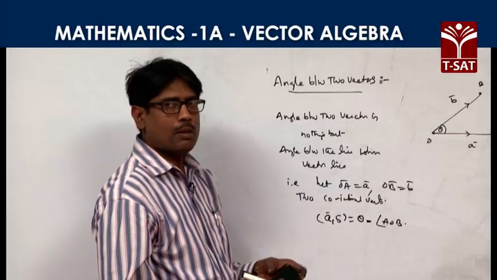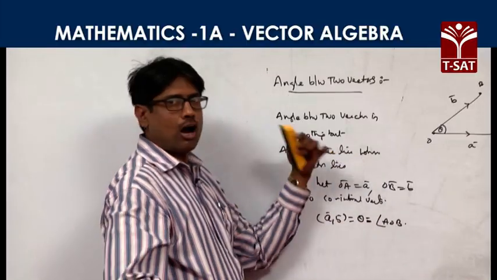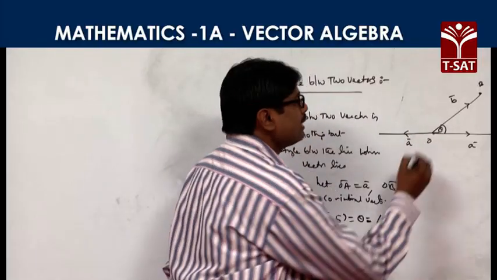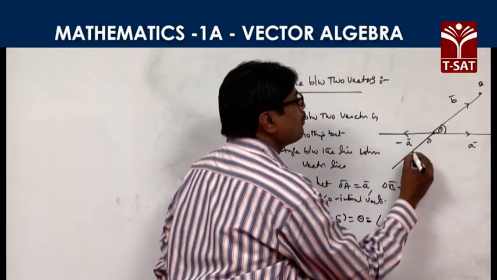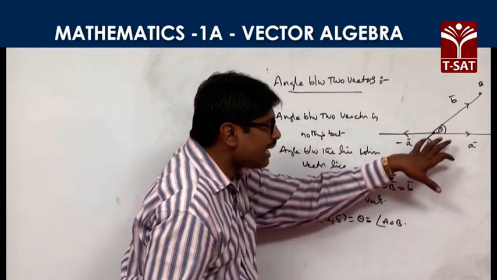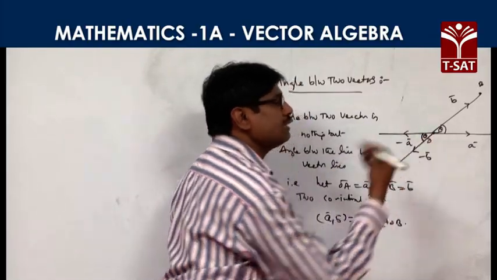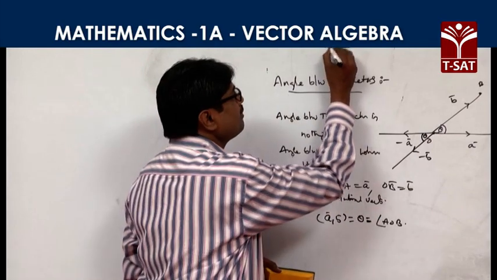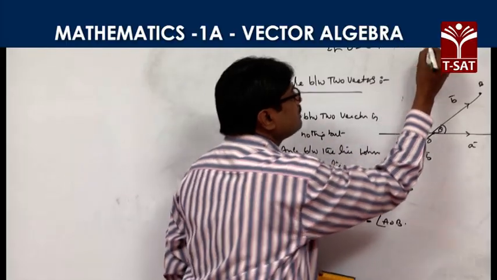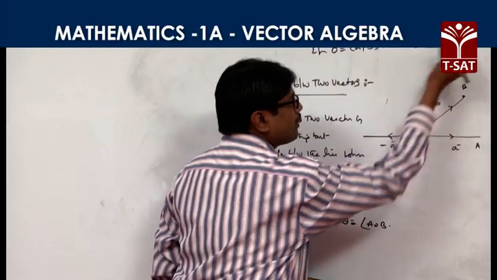Next, if A bar and B bar are two vectors, then you can define in the opposite direction minus A bar. Similarly, minus B bar in the opposite direction of B bar. If theta is the angle between A bar and B bar, then the same angle will be between the opposite direction vectors, minus A bar and minus B bar.